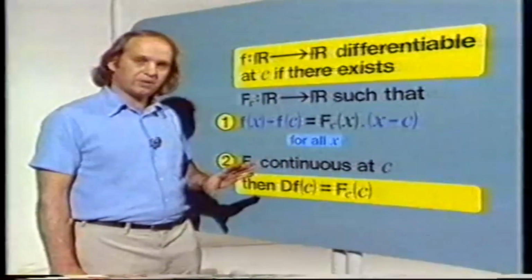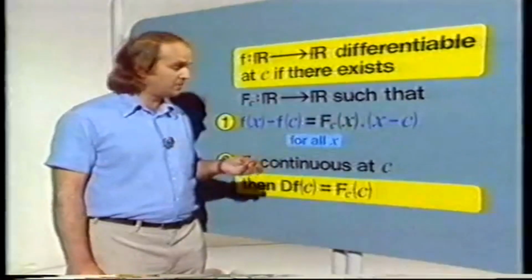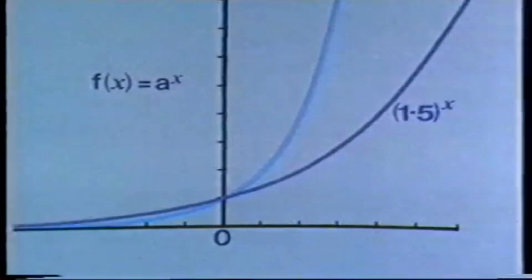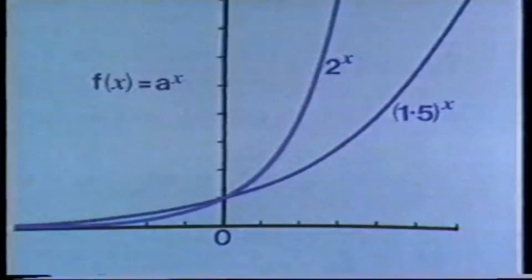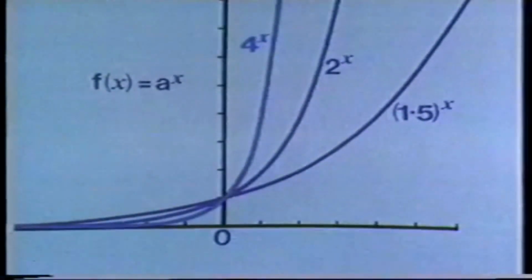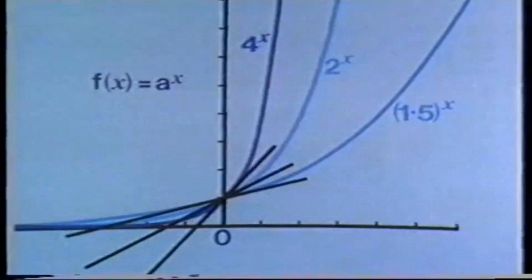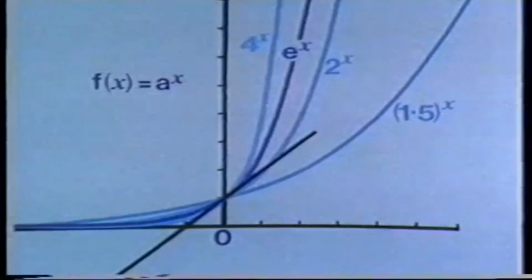Now let's see how to use the definition to prove a result about a specific differentiable function. In fact, I'm going to look at a whole family of differentiable functions, the exponential functions. Remember first what they look like for different values of a. As a gets bigger, the curves get steeper. So they all cross the y-axis at height 1, but the tangents there get progressively steeper. The value of a, for which the tangent is exactly at 45 degrees, is the famous number e, which is approximately 2.7.